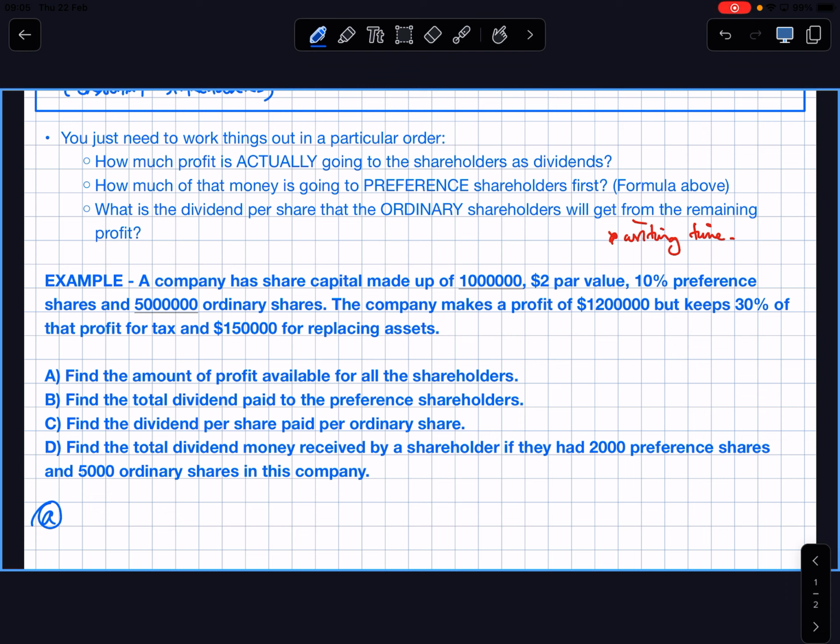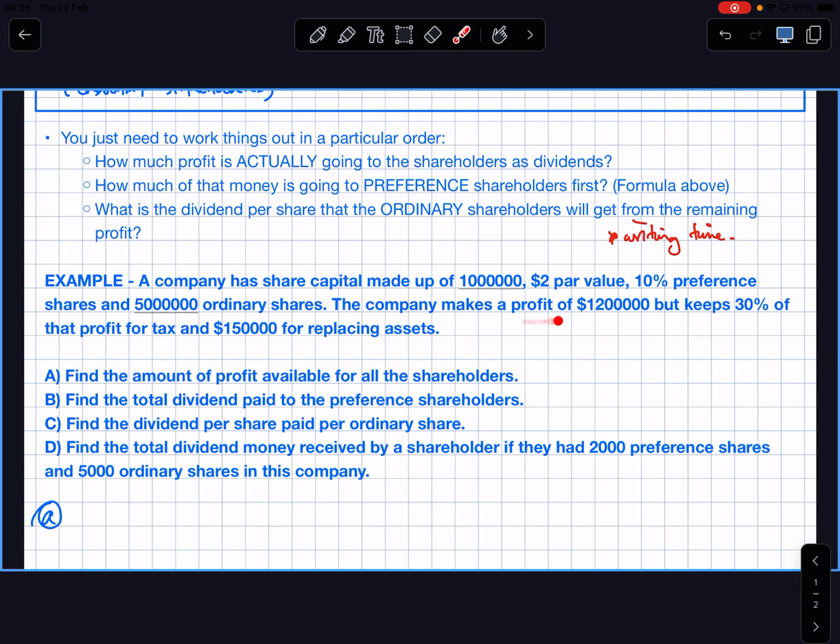We'll do the example here, do bits of it at a time. A company has a share capital that's made up of 1 million $2 par value, 10% preference shares. So it's made up of 1 million preference shares. Those preference shareholders are always going to get 10% of $2 regardless of how much money the company makes. And it's also made up of 5 million ordinary shares.